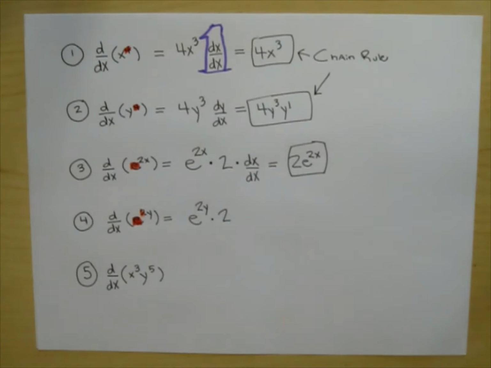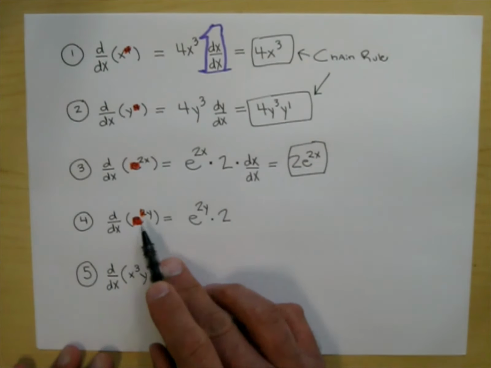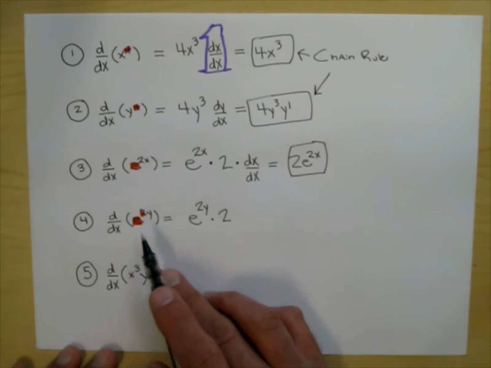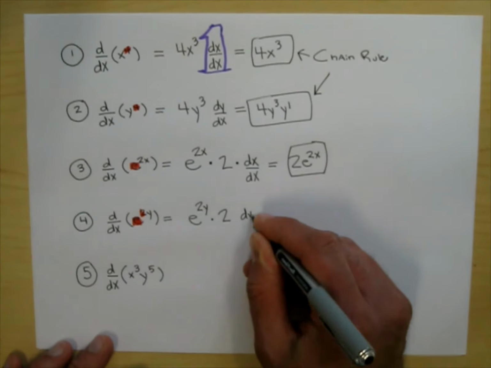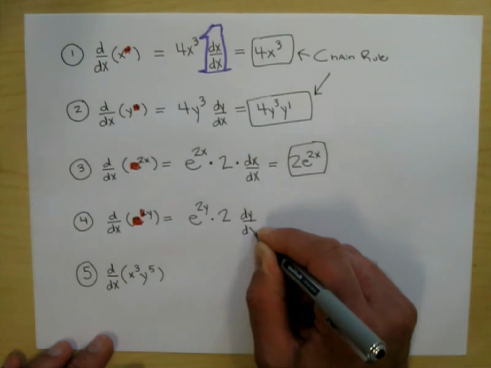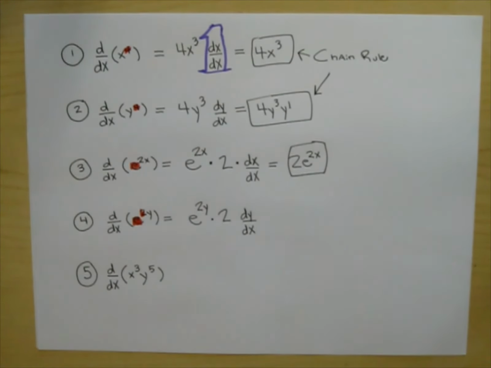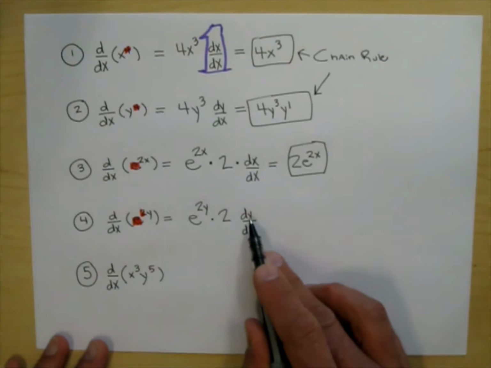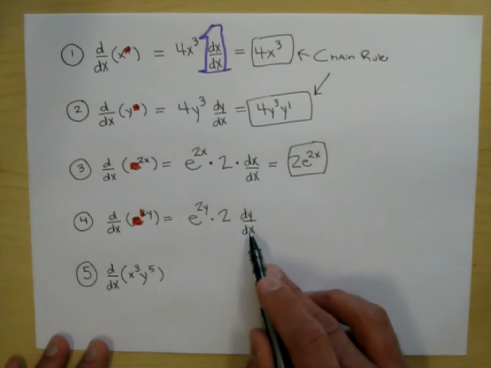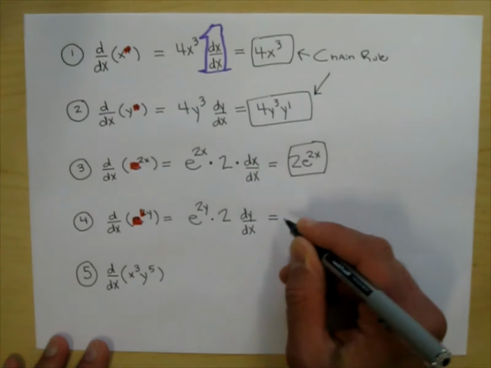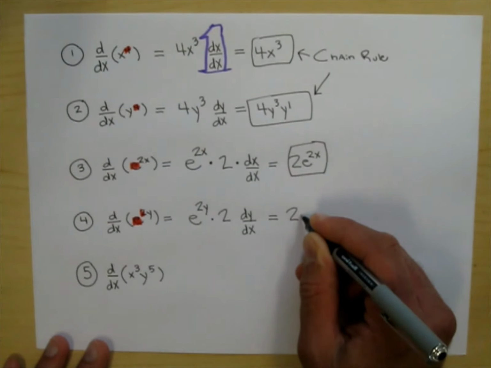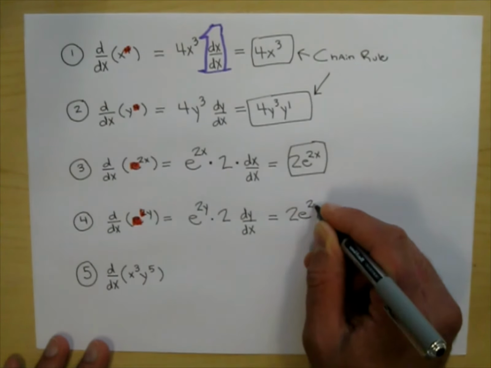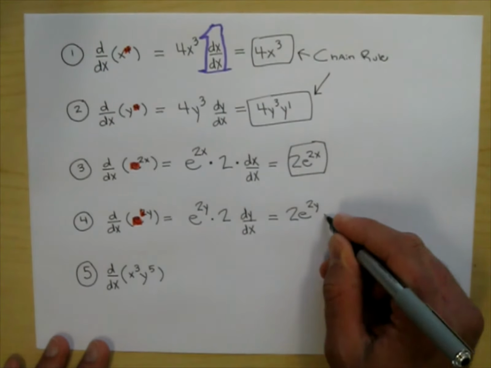And now we're just taking the derivative of y with respect to x, which is dy dx. Whenever I see this, I'm going to replace it with a y prime because that's less writing. So let's clean up this answer. We'll put the 2 in front. 2e to the 2y power times y prime.